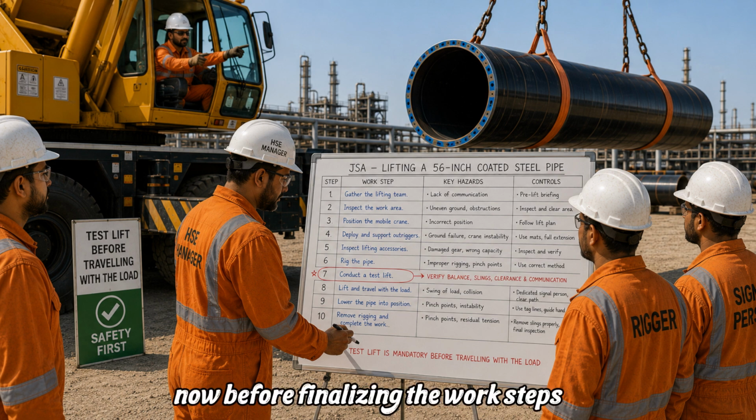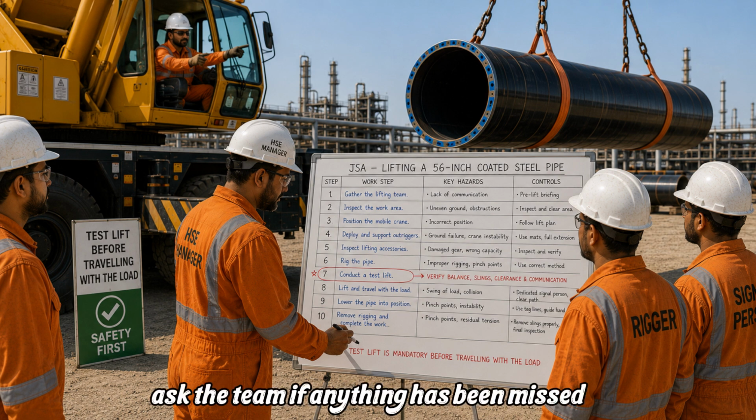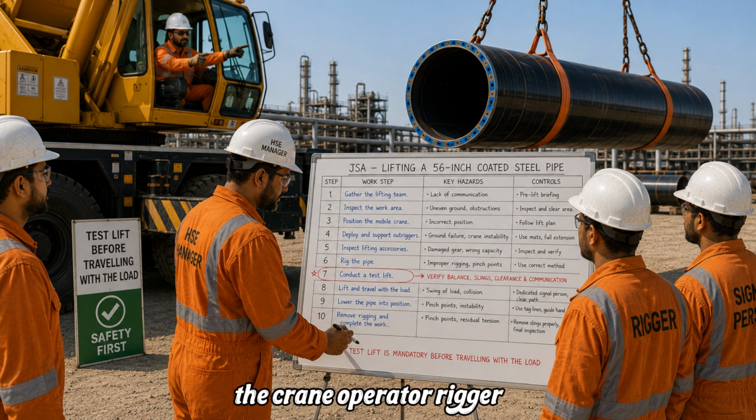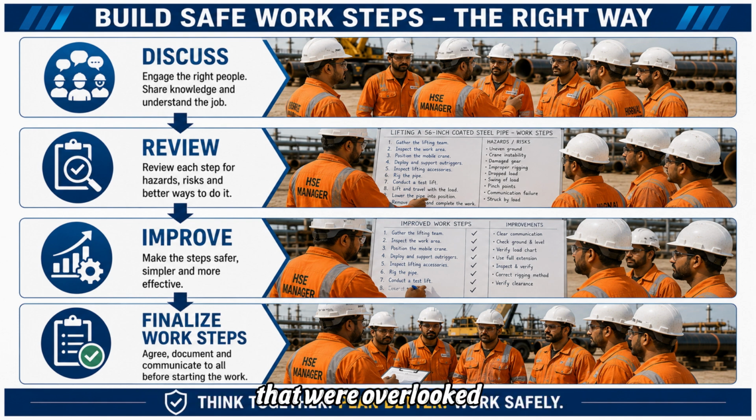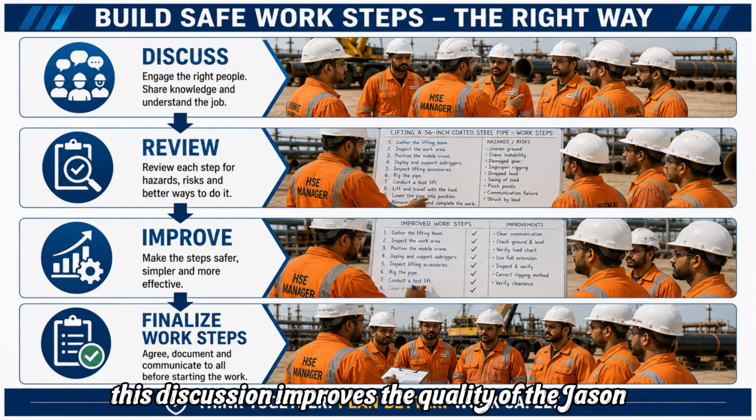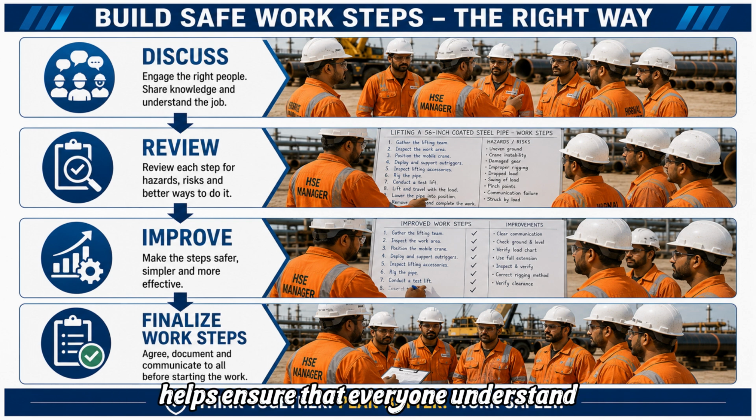Now, before finalizing the work steps, ask the team if anything has been missed. The crane operator, rigger, supervisor, and workers may identify additional activities that were overlooked. This discussion improves the quality of the JSA and helps ensure that everyone understands the sequence of work.